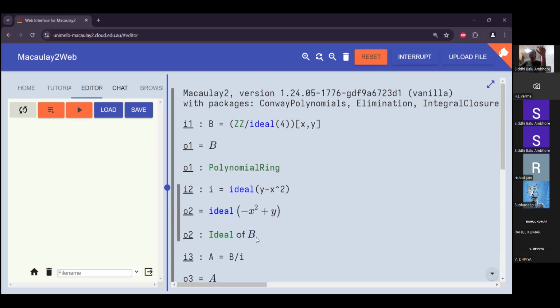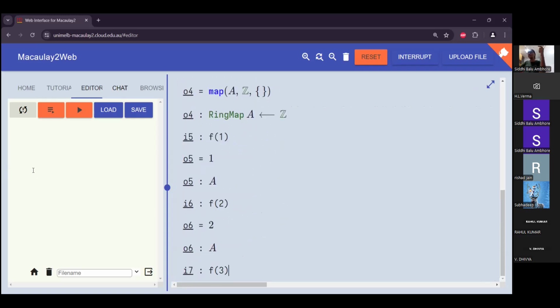If you have already defined a few rings in your terminal, just write this command here, clear all. It will remove all the predefined rings from your cache, and you can again start or reset this here. Okay, and try again.